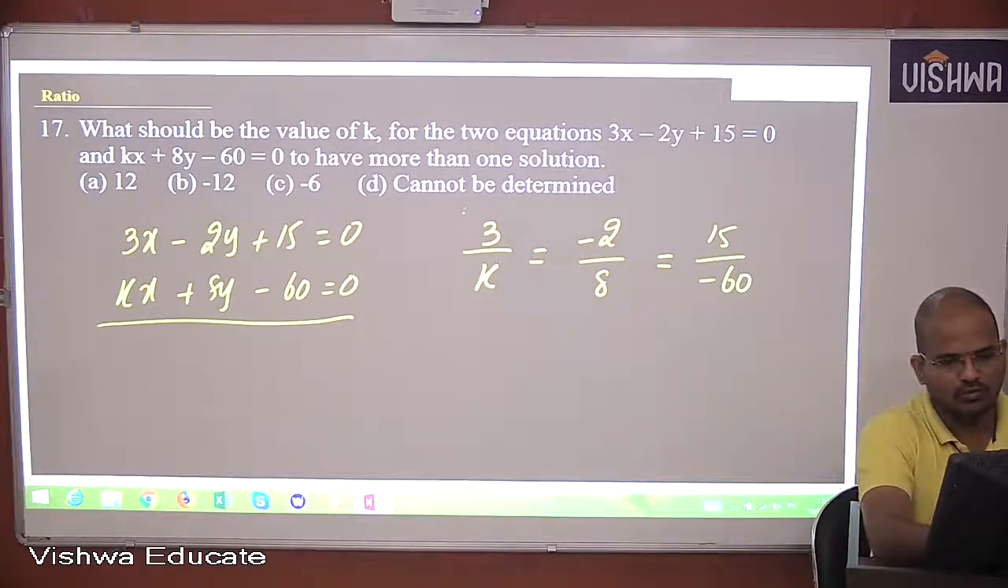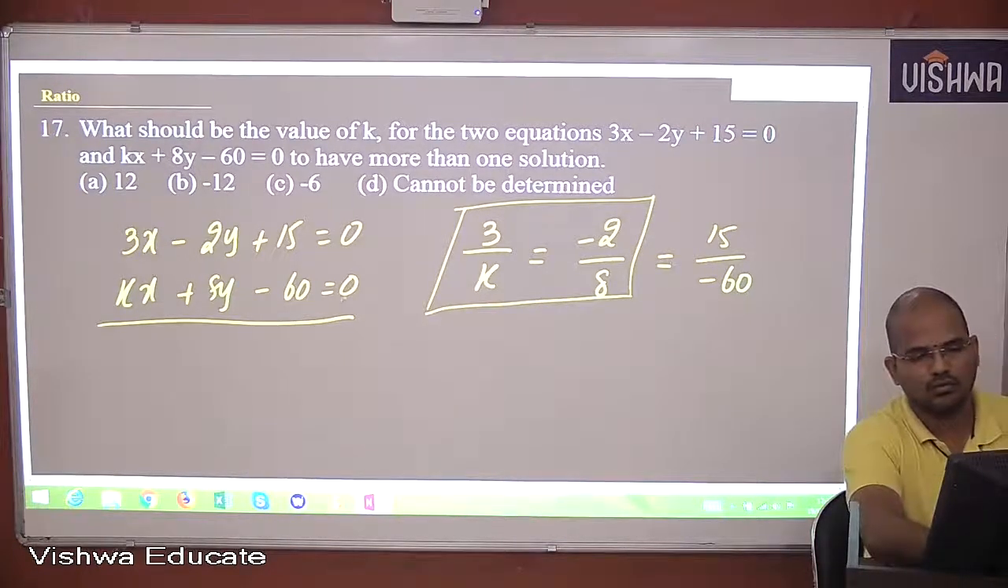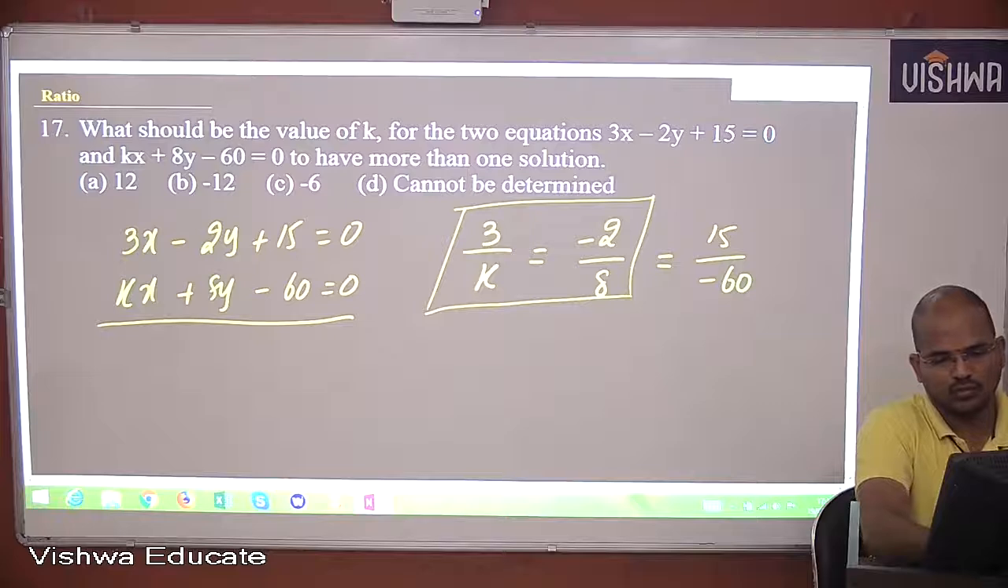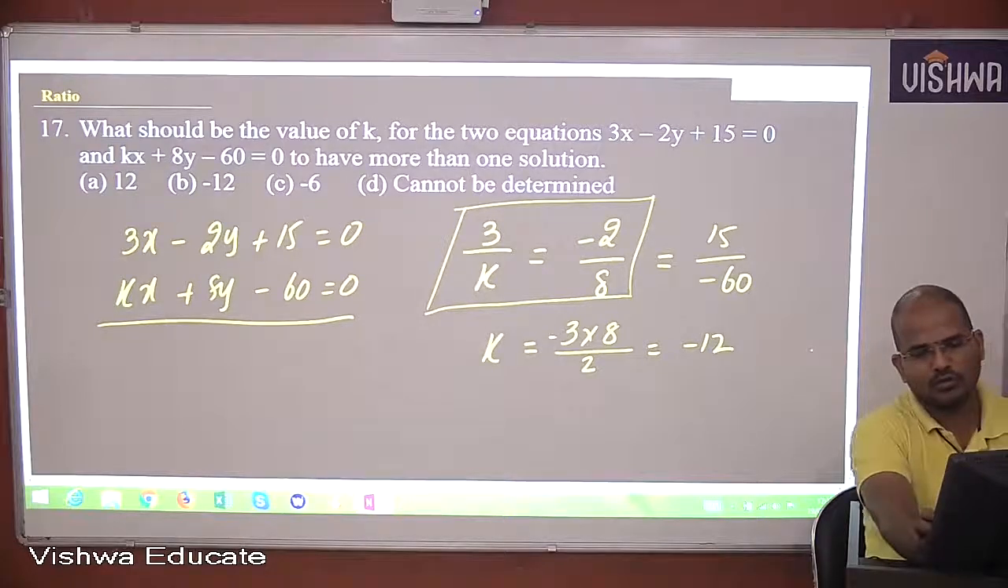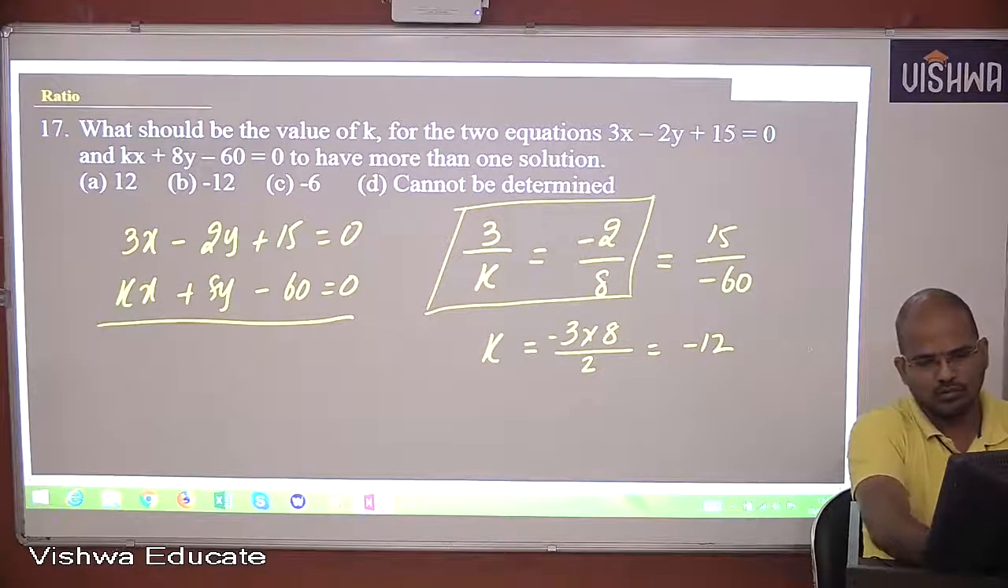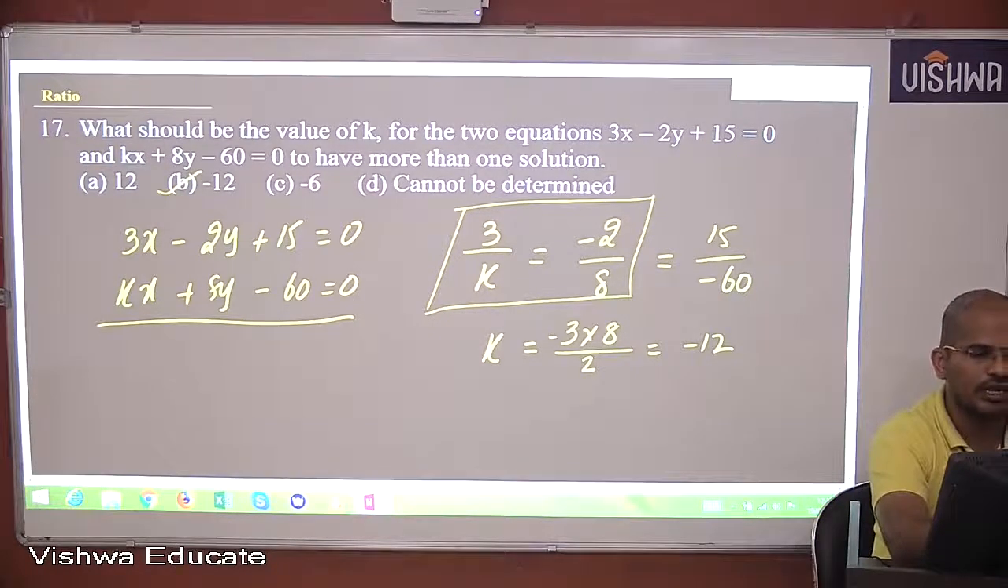So from these two, the value of k would be 3 into 8 over 2, that would be negative 12. Yes or no? So if k is minus 12, you'll get minus 1 by 4, minus 1 by 4, minus 1 by 4. The value of k should be negative 12.